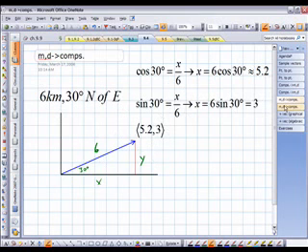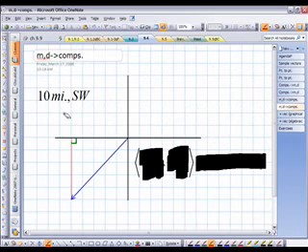Gets a little trickier in other quadrants. Here we have 10 miles southwest. And so southwest implies it's exactly halfway between south and west. So we know that this is 45 degrees and this distance is 10. And so rather than use trigonometry this time, let's just rely on the fact that this is a 45, 45, 90 right triangle. And to go from a long side to a short side, you divide by rad 2. So this is 10 over rad 2, and this is 10 over rad 2.